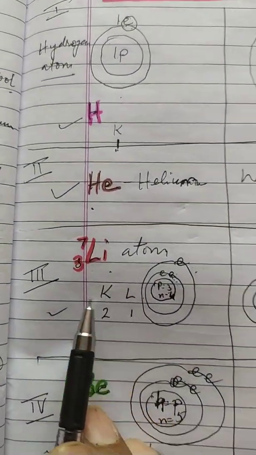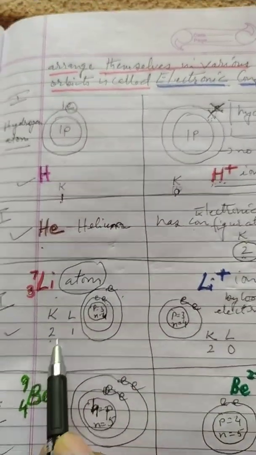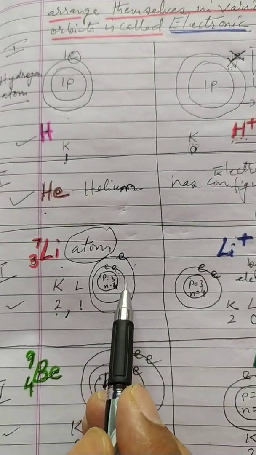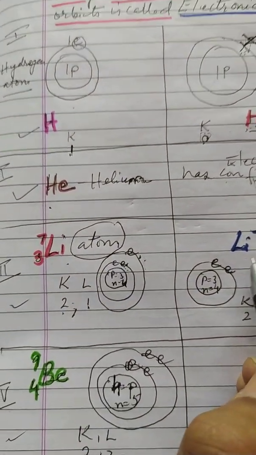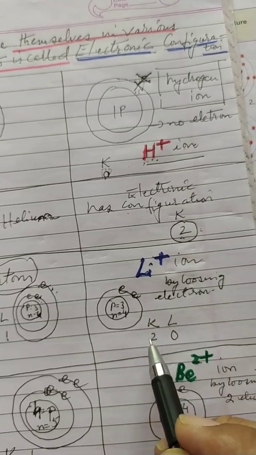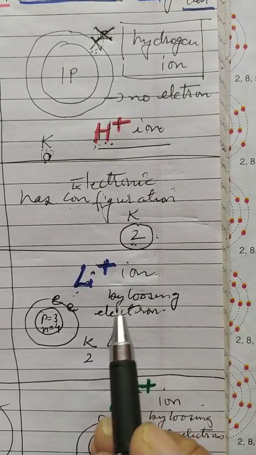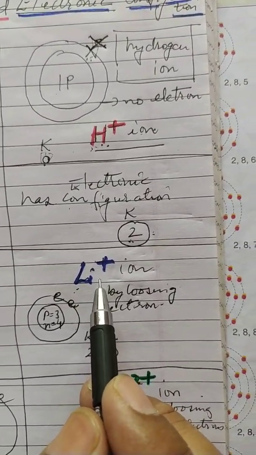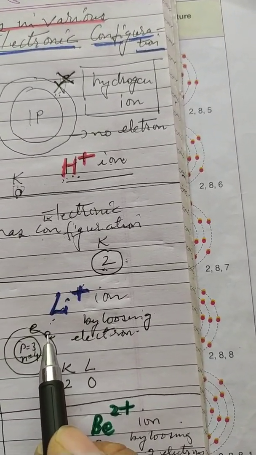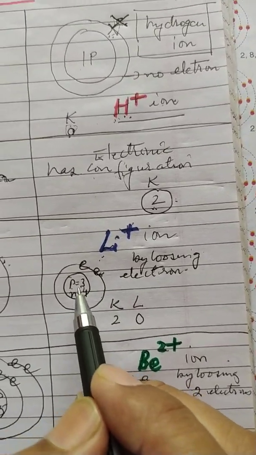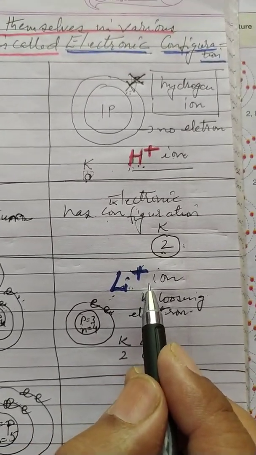But let us look at lithium, children. In lithium we see the electronic configuration of the neutral atom is 2 1, 2 in the inner shell and 1 in the outer shell, K and L shell. But in lithium ion we see the inner shell is still containing 2, but the outer shell has lost its electron. So it has got 1 positive charge on it. You see, the number of electrons is 1 less and number of protons is 1 more. So lithium ion has got 1 positive charge on it.